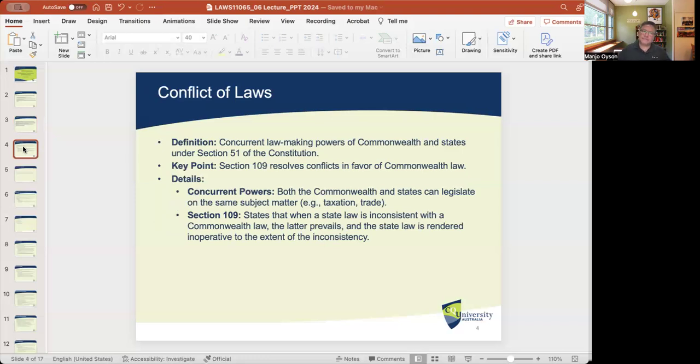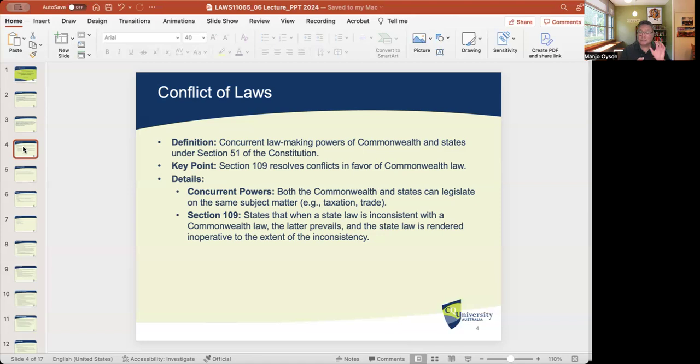Okay, so again, just as a reminder, the key reason why these conflicts exist is because, to a great extent, there is concurrent lawmaking power of the Commonwealth and the states under the Constitution. As we already know, the ability of the Commonwealth Parliament to pass a law is strictly limited to that allowed by the Australian Commonwealth Constitution, in particular Section 51. But it does not mean that because the Commonwealth Parliament has a head of power under Section 51, the state parliaments are no longer able to pass a law on those same subject matters.